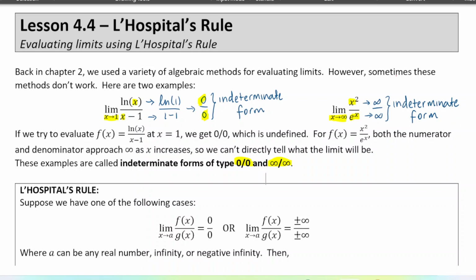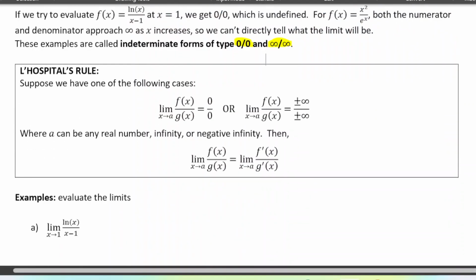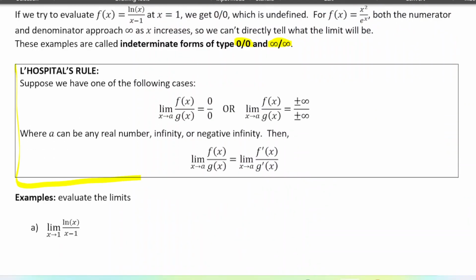And here's L'Hopital's rule. It's shown in the box here. It says, suppose you have one of the following cases. You get one of those two indeterminate forms I was mentioning before. Then L'Hopital's rule says that the limit as x approaches a of f of x over g of x is the same as the limit as x approaches a of the derivatives of those two functions.